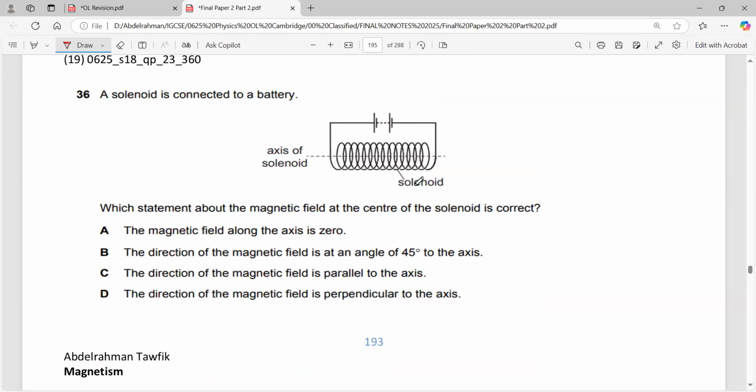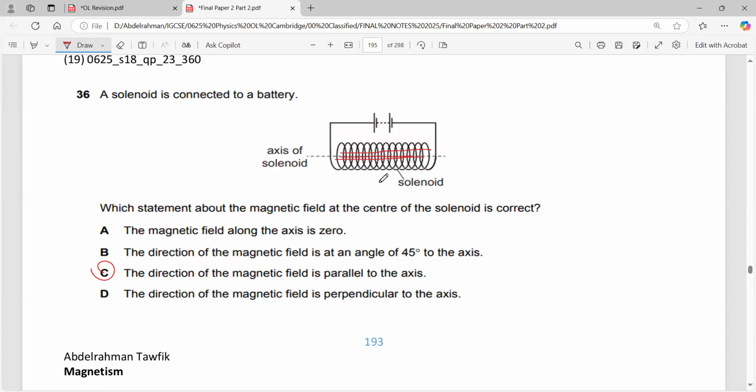Another interesting question. This is an easy question actually. Which statement gives the direction of the magnetic field at the center of this solenoid? The field lines at the center of the solenoid have to be straight lines, so they have to be parallel to the axis. Okay, parallel to the axis.